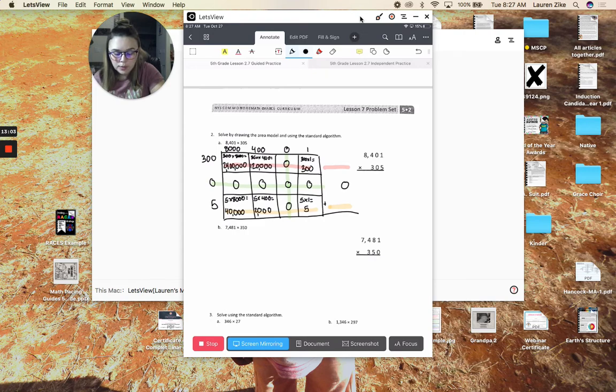So 2,400,000 plus 120,000 is going to give me 2,520,000 plus the 300. And then we have all the zeros. And then we go down to our last row. We have 40,000 plus 2,000 gives us 42,000. Plus the 5 gives us 42,005.